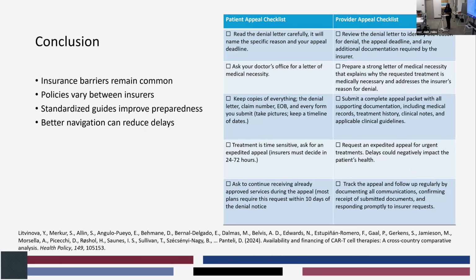And here is my conclusion. Like I said, insurance policies are not one size fits all. Better insurance navigation has the potential to decrease treatment delays and improve access to care. Insurance barriers continue to affect timely access to life-saving treatment. With educational guides and navigation, we can have the opportunity to improve access to care.